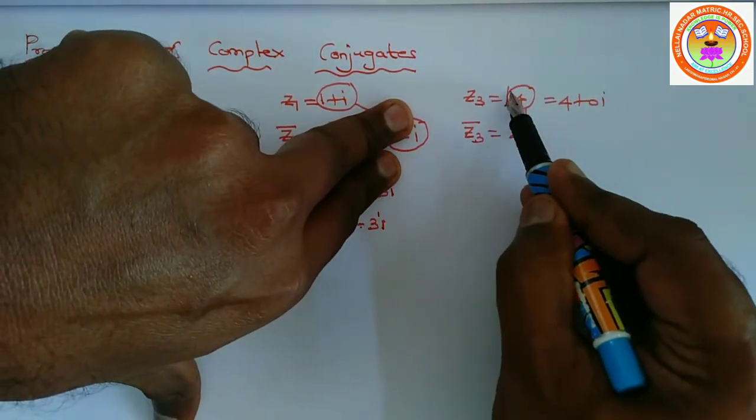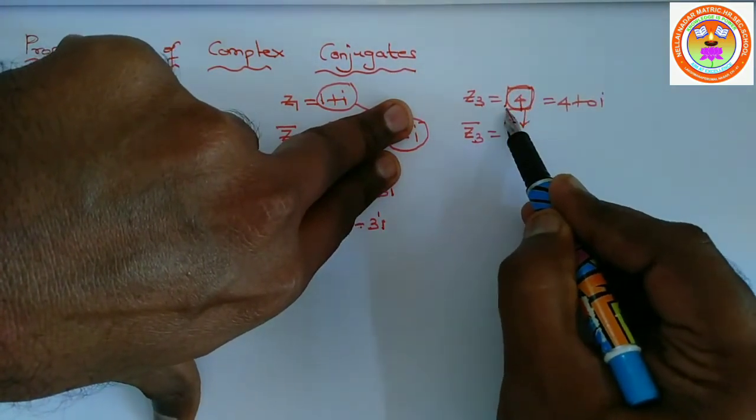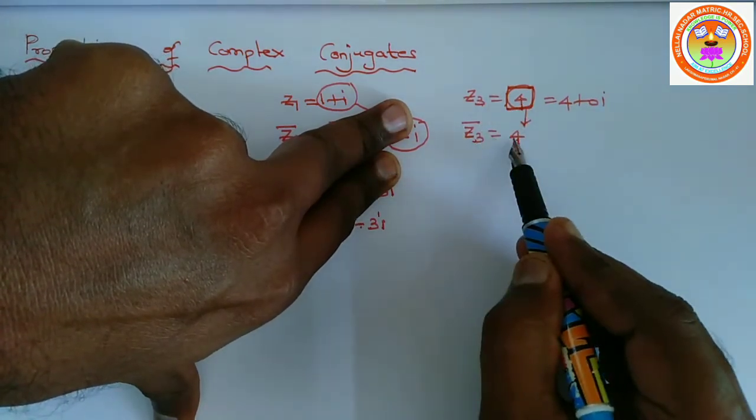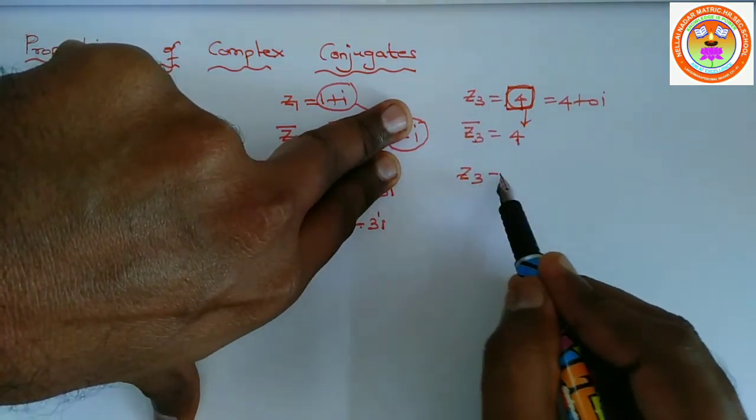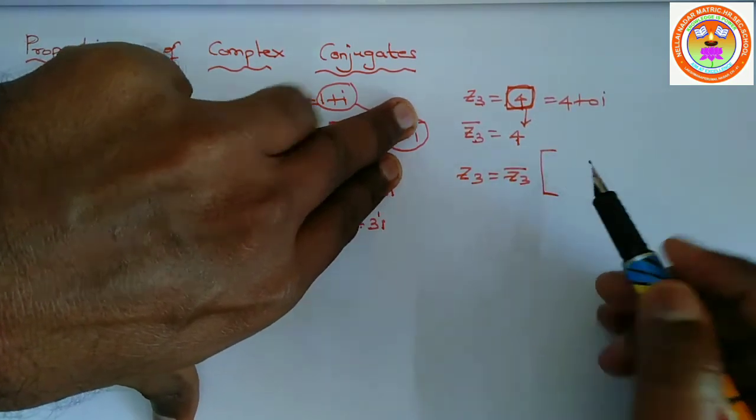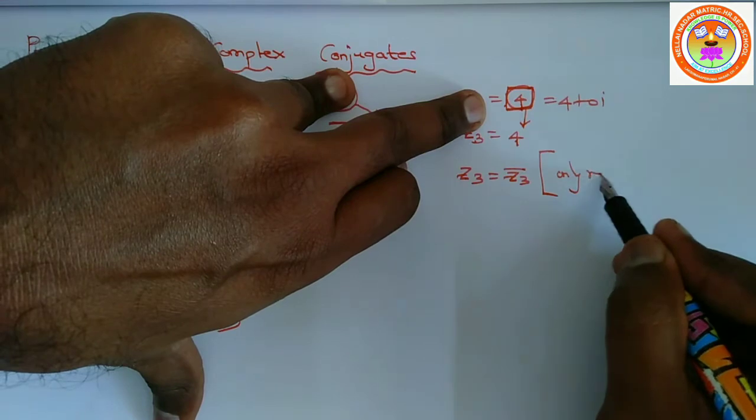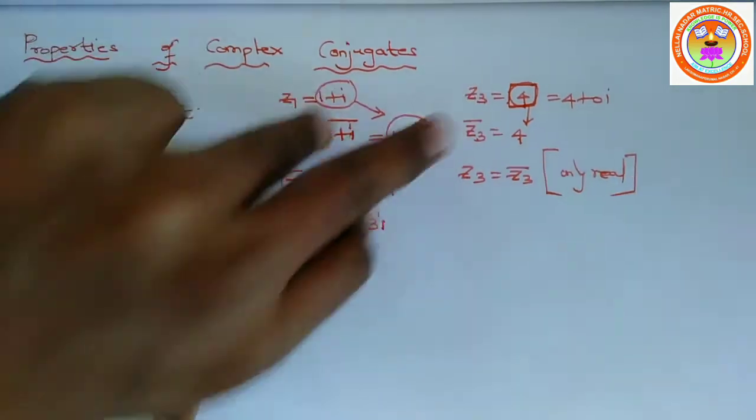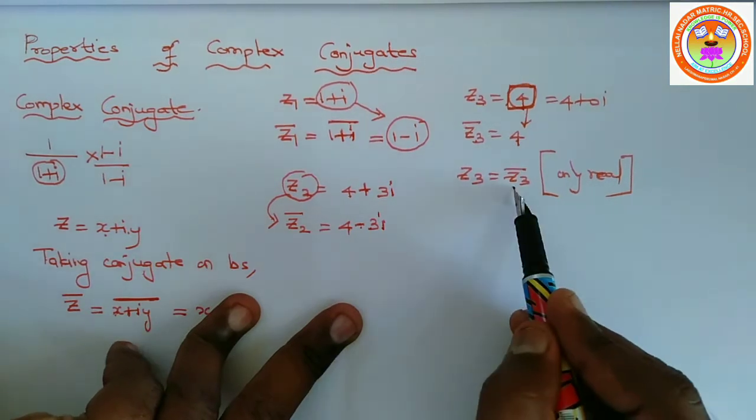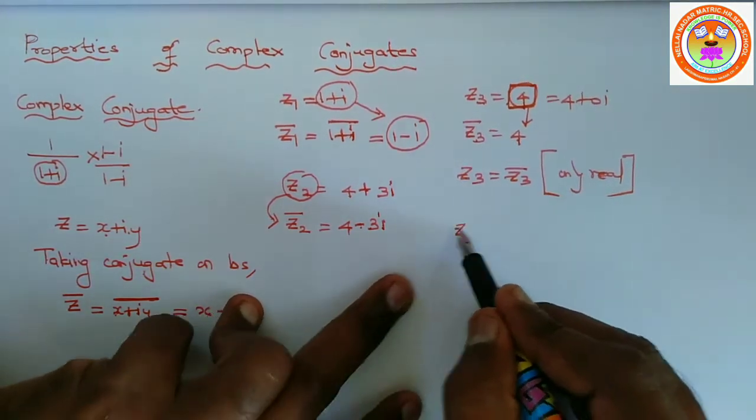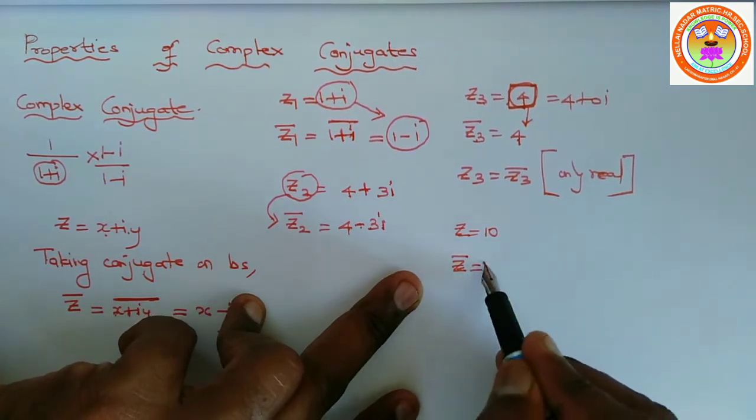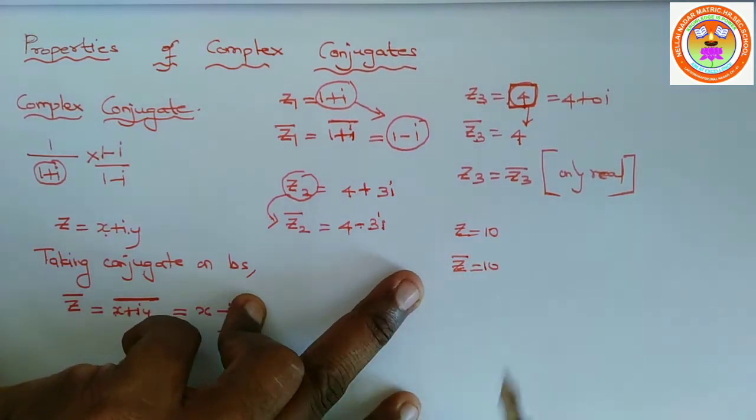If only a real number is present, see here, Z3 is 4. Its conjugate Z3 bar is also 4. Therefore, Z3 is equal to Z3 bar when Z3 is only real. For example, if I take Z equal to 10, what will be Z bar? Z bar is also 10. That's all, because there is no imaginary part.